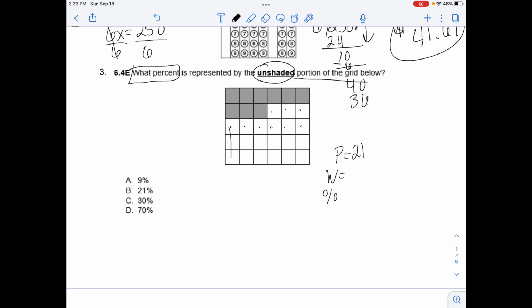And my whole is 1, 2, 3, 4, 5, 1, 2, 3, 6. So that is 30. And I'm still looking for the percent. So I have 21 over 30 equals X over 100. Now again, I can simplify 21 over 30. I'm going to divide it by 3 and divide it by 3. I get 7/10. 7/10 is equal to X over 100.